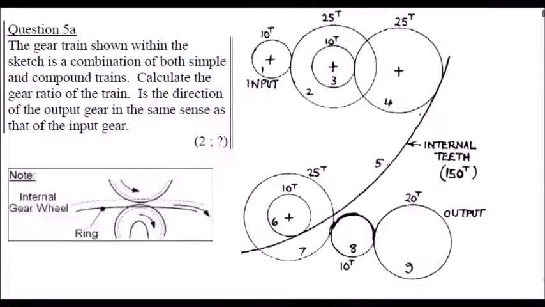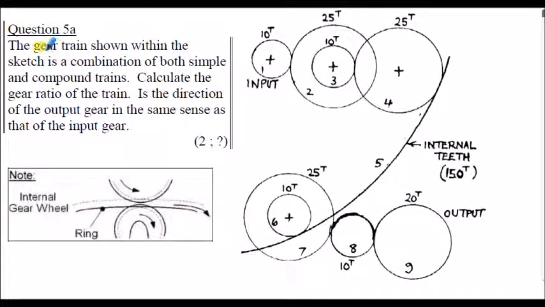Okay, this one's a bit trickier. I like this question actually. It gets you thinking a bit. You've got to find, in this case, the gear ratio, but you've also got to find the sense of the output gear relative to the input gear. And it looks pretty horrendous, doesn't it? But it's a slight insight into what we're going to have next week.